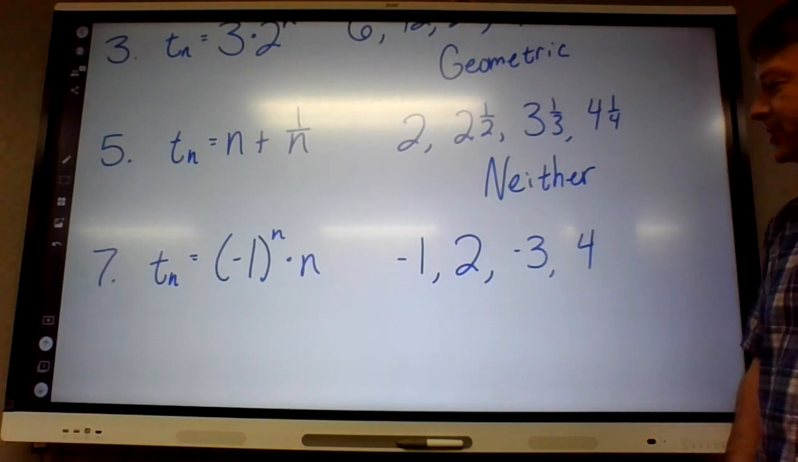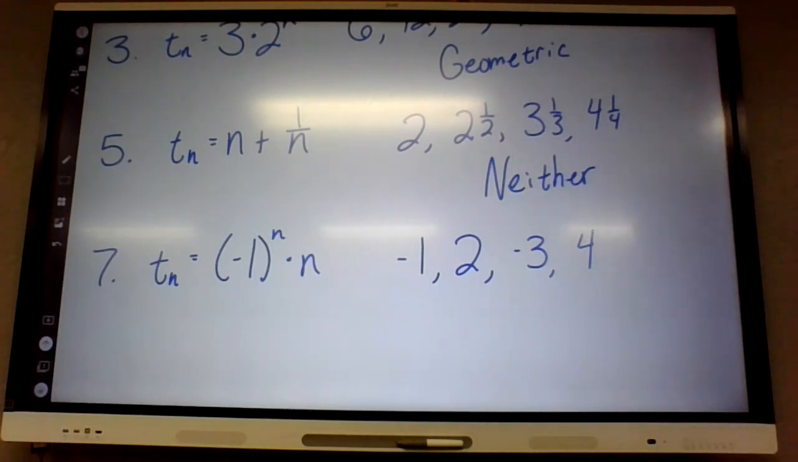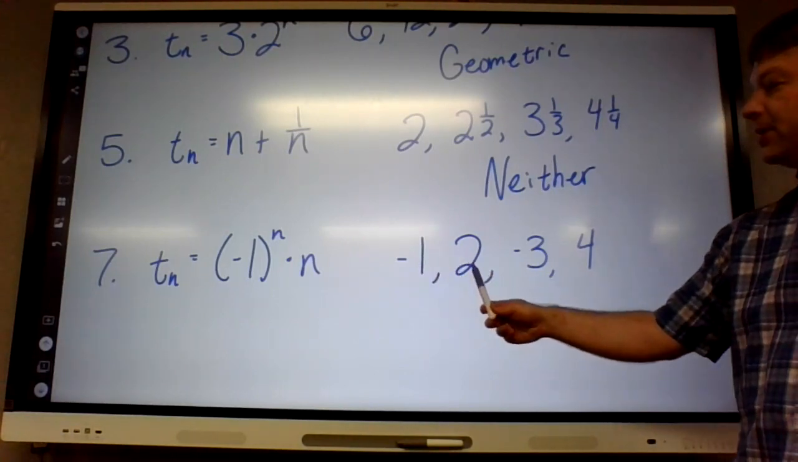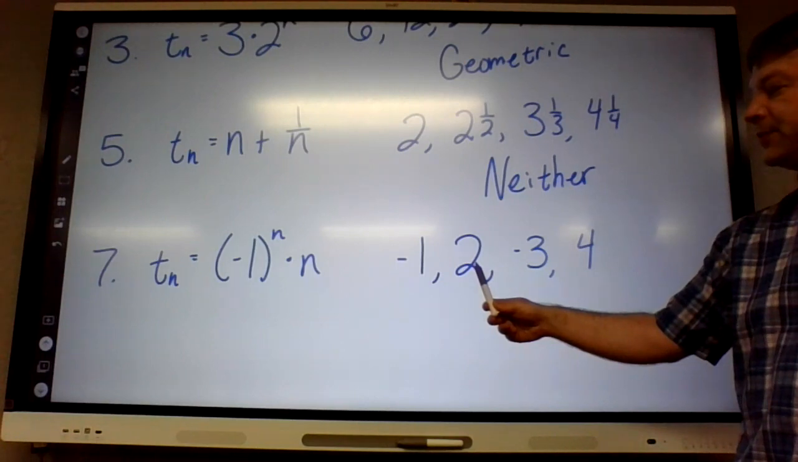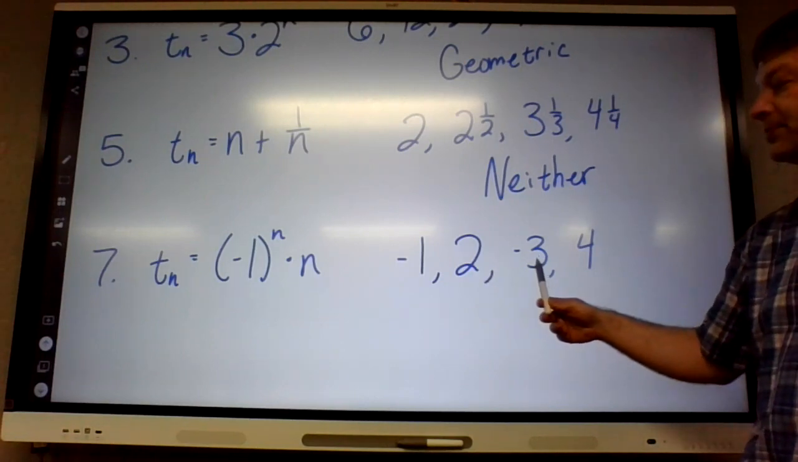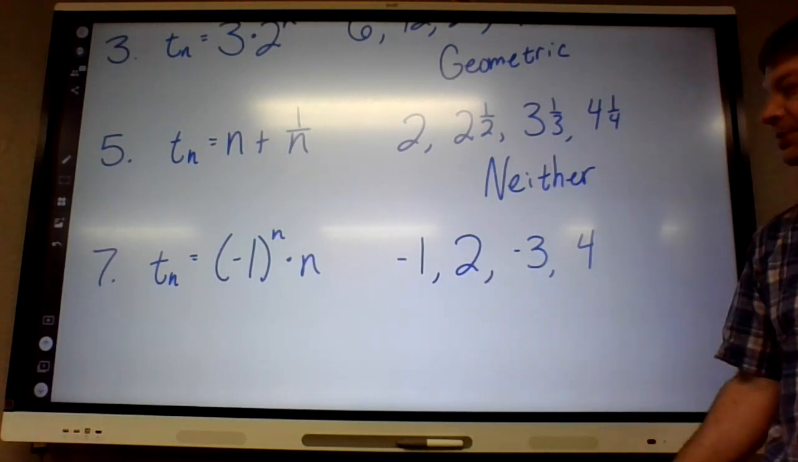Is that arithmetic or geometric? No. No. So what could you multiply to get from here to here? Negative 2, but to get from here to here, that times negative 2 doesn't work, so it's neither.